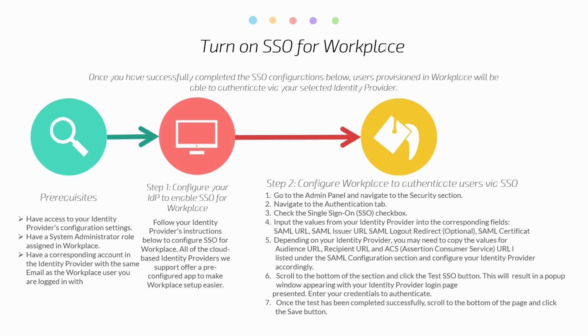6. Scroll to the bottom of the section and click the Test SSO button. This will result in a pop-up window appearing with your identity provider login page presented. Enter your credentials to authenticate. 7. Once the test has been completed successfully, scroll to the bottom of the page and click the Save button.